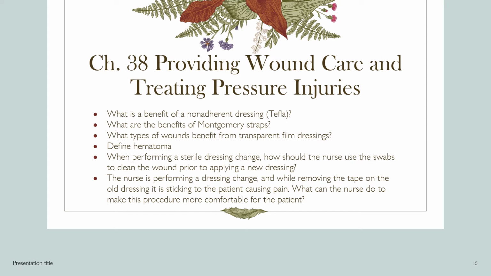Define hematoma. So we can see the definition of hematoma on page 776 in table 38.1, wound types and characteristics. A hematoma results from a tissue injury that damages a blood vessel. It appears as a pooling of the blood under unbroken skin.